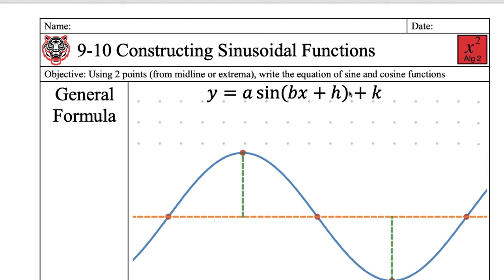All right, so we're in Algebra 2. Today's lesson is 9-10, constructing sinusoidal functions. We're going backwards. Today's date is Wednesday, March 4th, 2020. I already see a hand that wants to read the objective, but only one that has a card in it. Brian. So using 2 points from midline or extreme, write the equation of the sine and cosine functions.